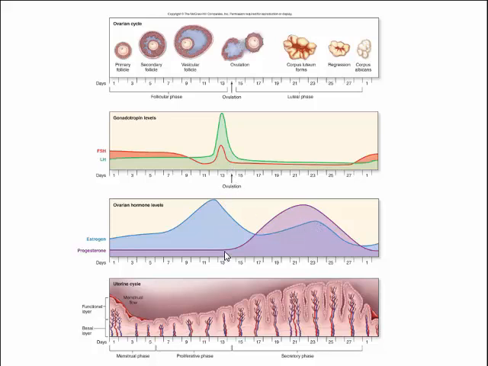Notice that after ovulation, we're also producing progesterone. Progesterone in combination with estrogen has very different effects than the effects of estrogen alone in the first part of the cycle. It's easiest to refer to the ovarian cycle in terms of the date of ovulation, so this is called the pre-ovulatory phase, and this is the post-ovulatory phase.